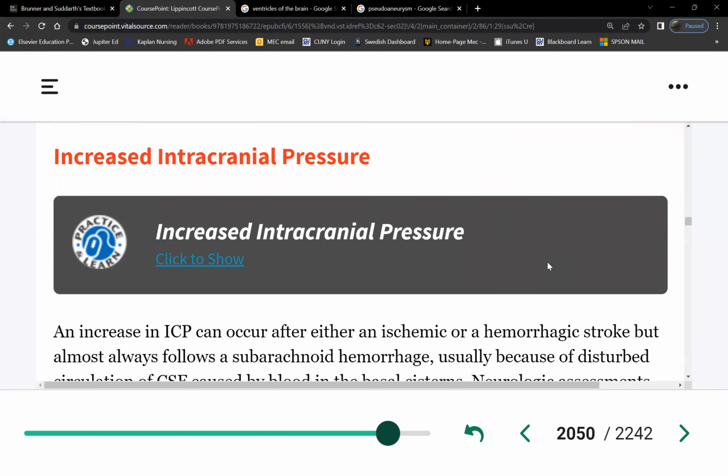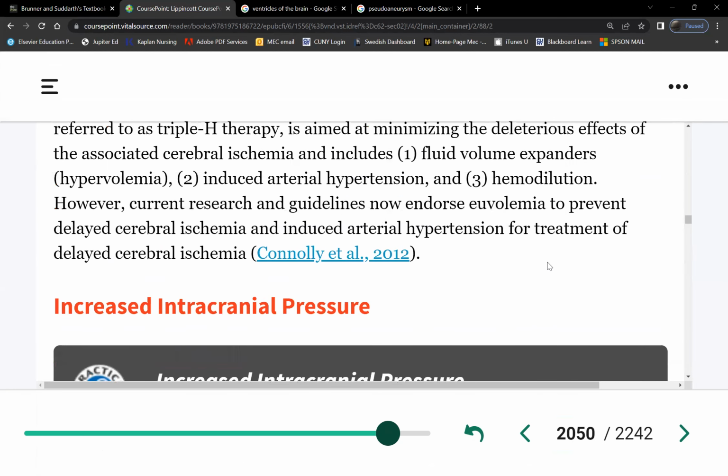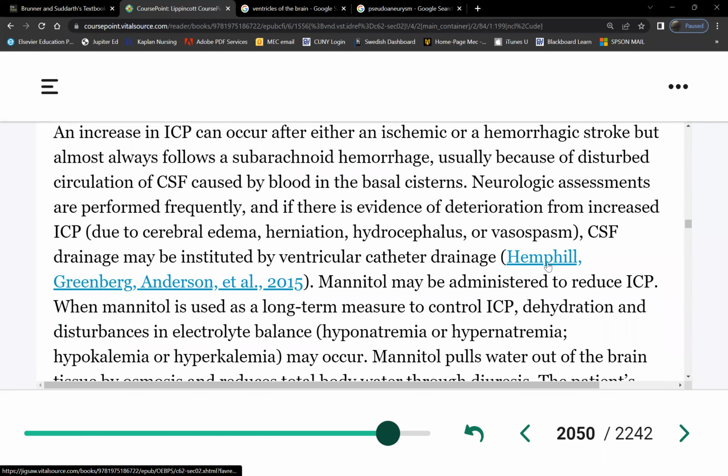Third or fourth will be increased ICP. Now, increased ICP, we described this last week, correct? And we looked at signs and symptoms. We'll look at them again. So the manifestations, the other secondary injuries are the following. It's mentioned here, so I'll just mention them now.